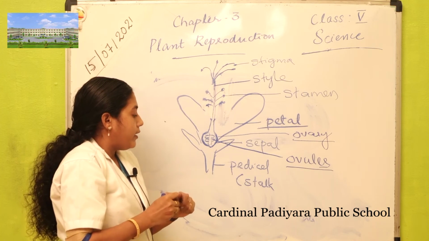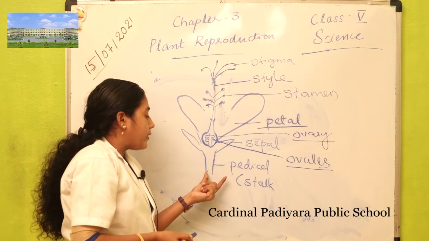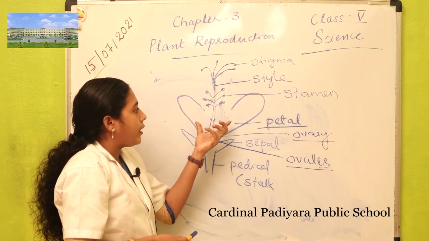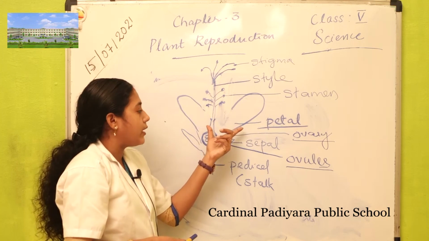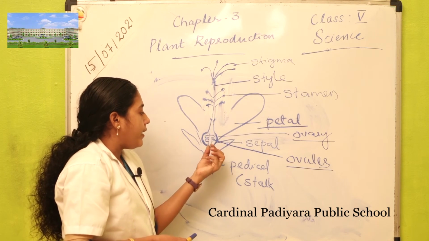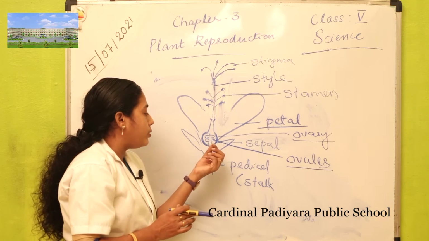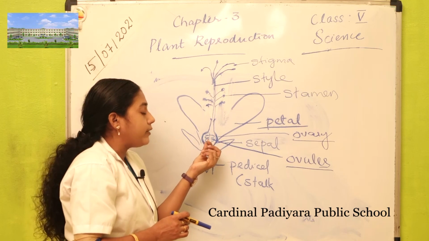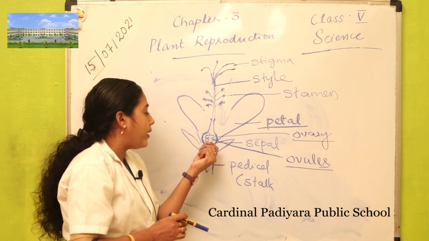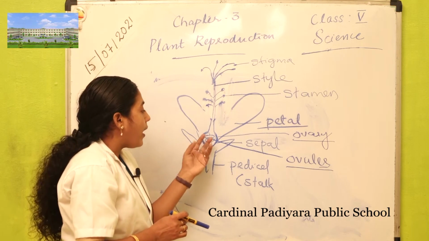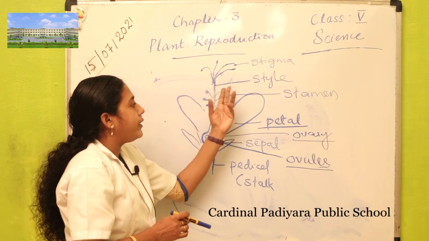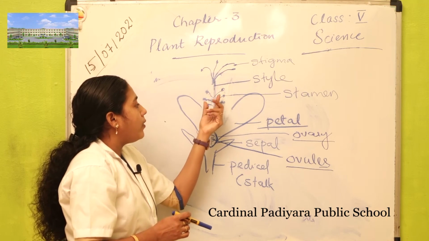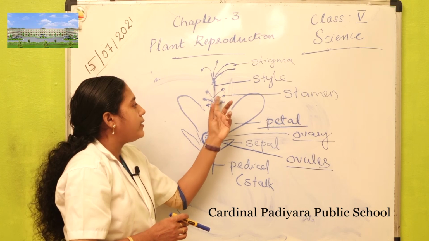Once again I will tell you. A flower has a stalk, and above the stalk a green colored structure called sepal, and above the sepal you can see the colored structure called petal. Inside the flower, when we cut the flower into two equal halves, you can see a rounded structure called ovary, and inside the ovary you can see small rounded structures called ovules, and from the ovary there is a tube called style. At the end of the style you can see stigma, and on the style you can see yellowish structures called stamen.